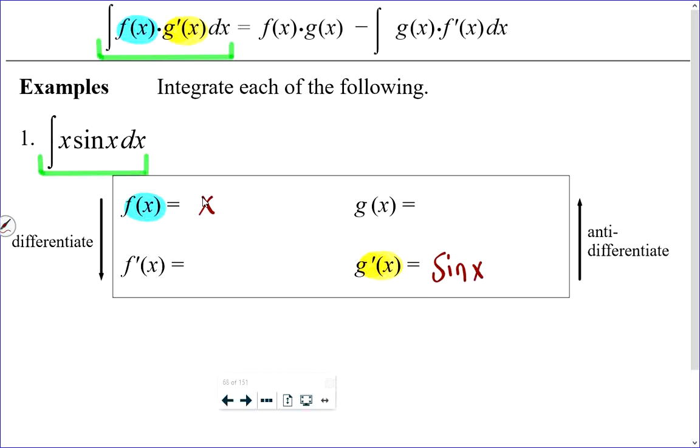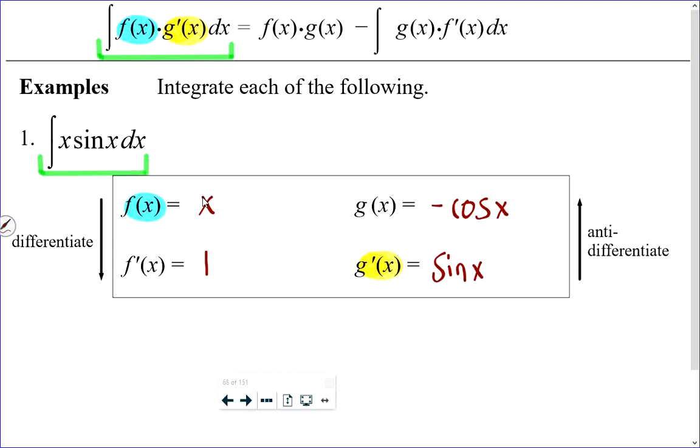So this is just what we've chosen. Now we have to proceed. We differentiate x and get 1. We anti-differentiate sine x and get negative cosine of x. And if you think you're never going to make a mistake with the negatives on the cosines and the sines, think again. Okay, I have to double check this now. Is the derivative of negative cos going to give you sine? Yes.